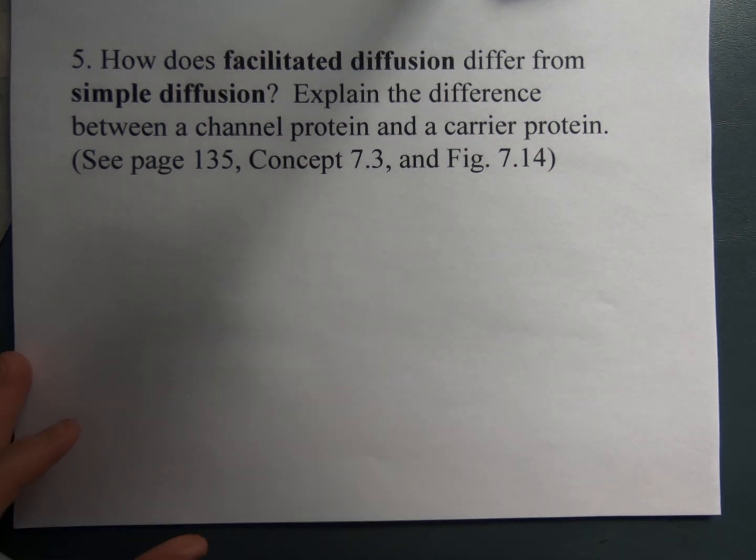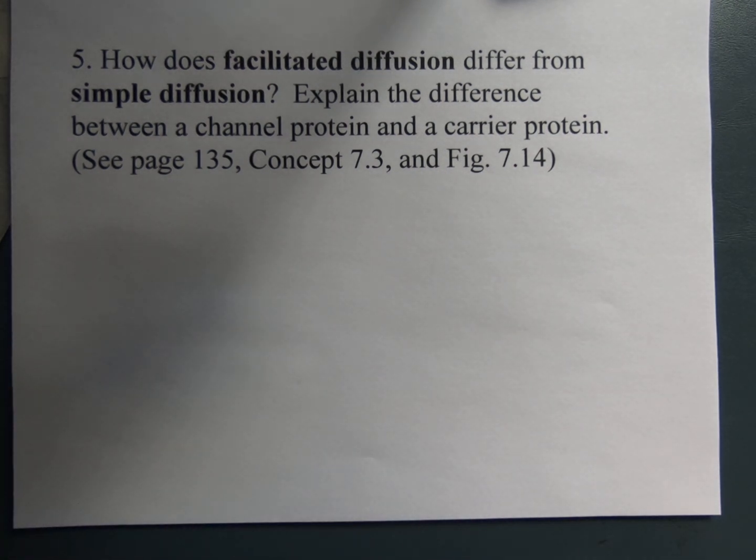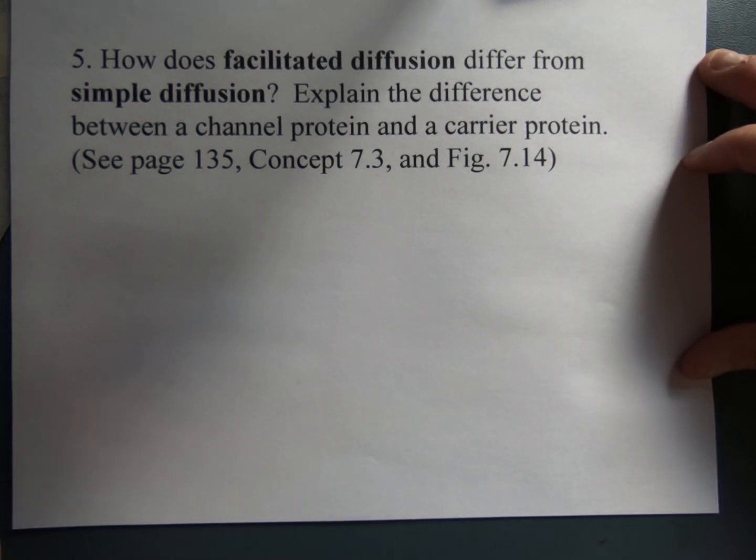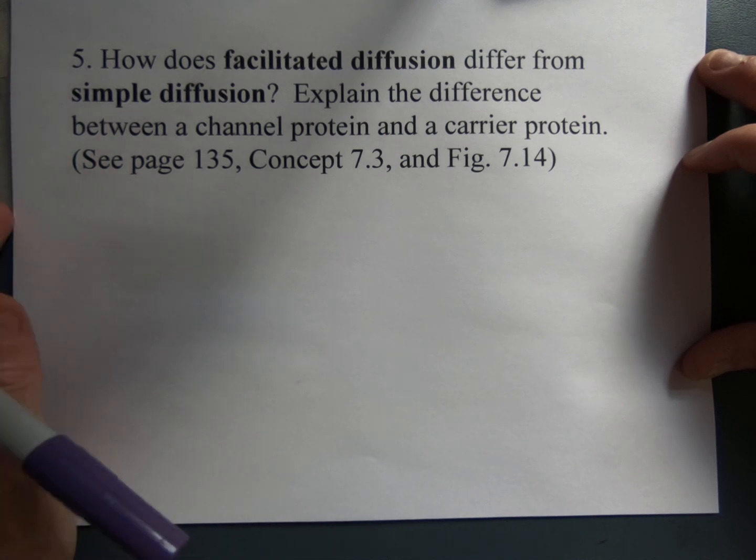Hello, in this video we're going to continue in chapter 7. We're focusing on how molecules move across membranes, and we're on question 5 of our PowerPoint. And the question is, how does facilitated diffusion differ from simple diffusion? Explain the difference between a channel and a carrier protein.